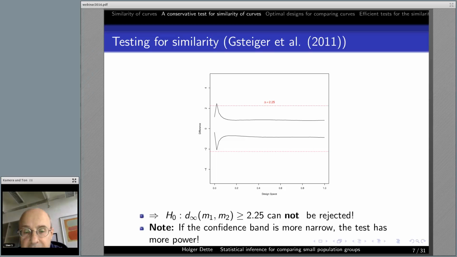The important point here is, if you want to increase the power of your test, you need a smaller confidence band, because we reject the null hypothesis only if the confidence band is contained in the rectangle. So the power is increased if we make the confidence band more narrow.